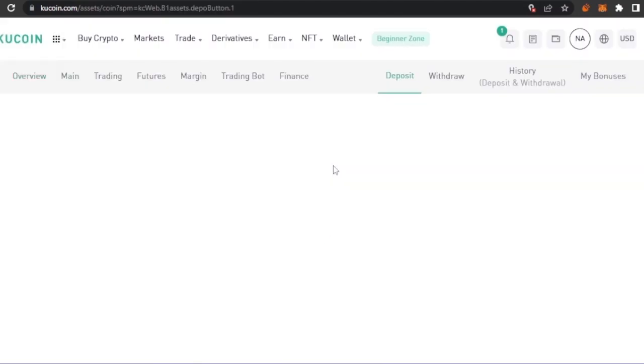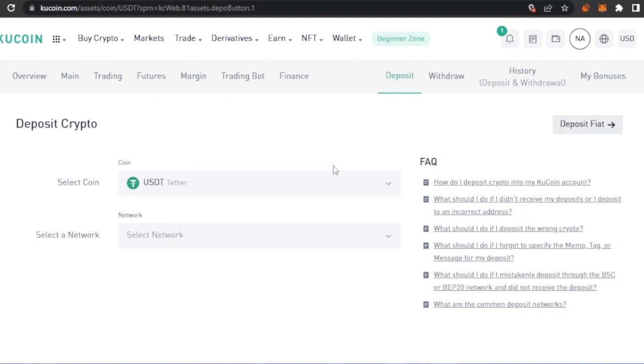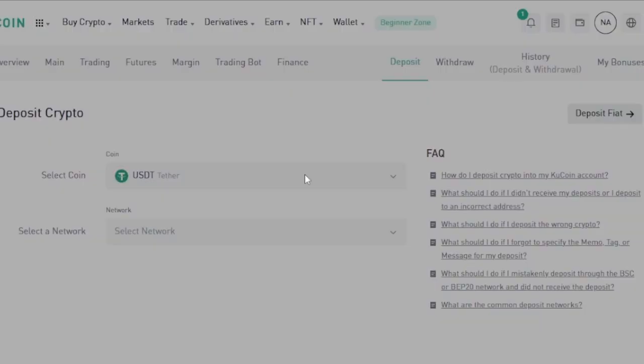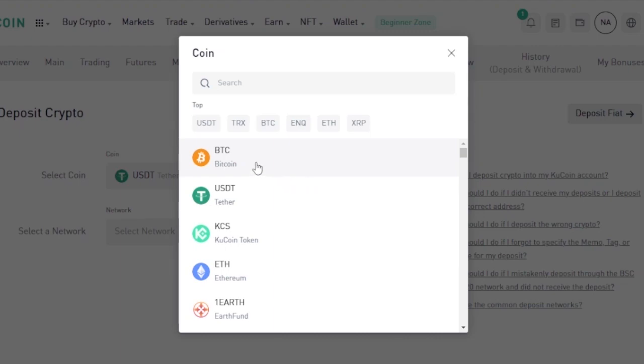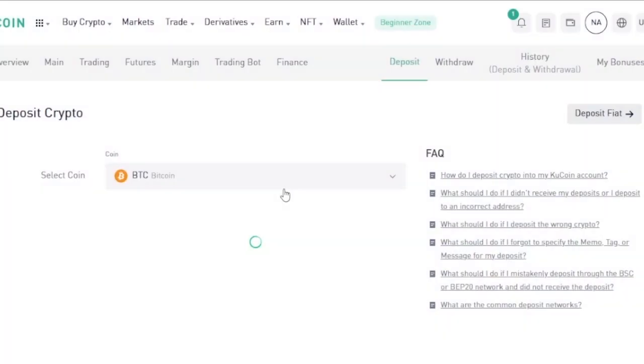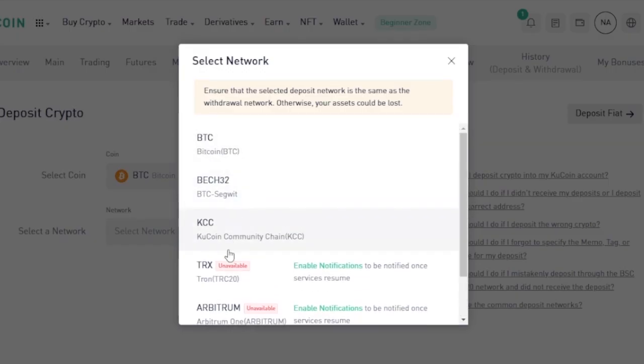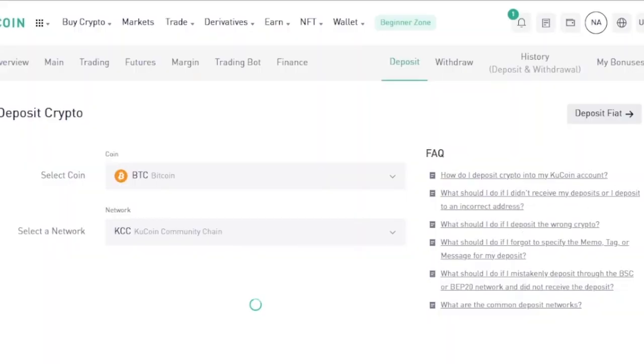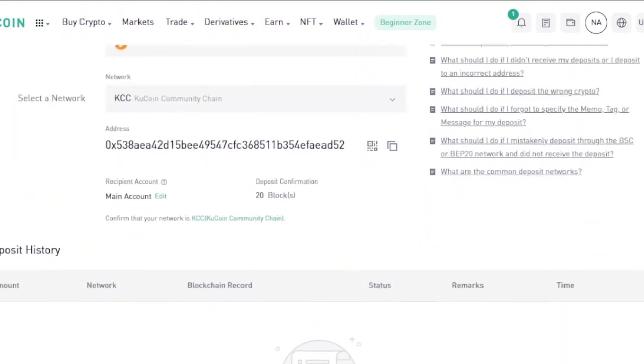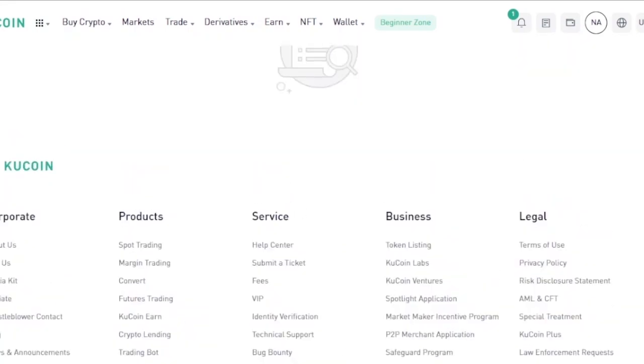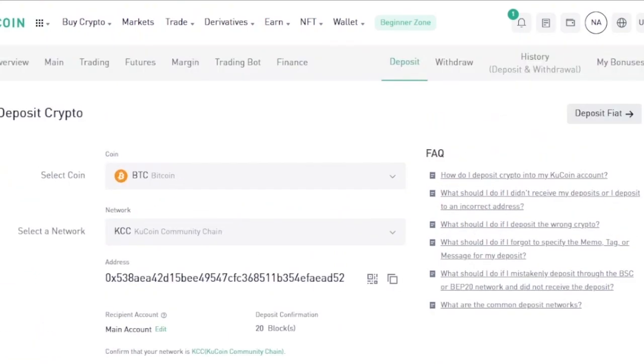If you want to deposit crypto, you can just click on this button, and here you have an option to deposit crypto. You have to choose your coin, whatever coin you want to deposit, for example Bitcoin, and then you have to choose the network, the crypto chain that you use, for example the Kucoin Community Chain network. Then you can go on and add in the amount.